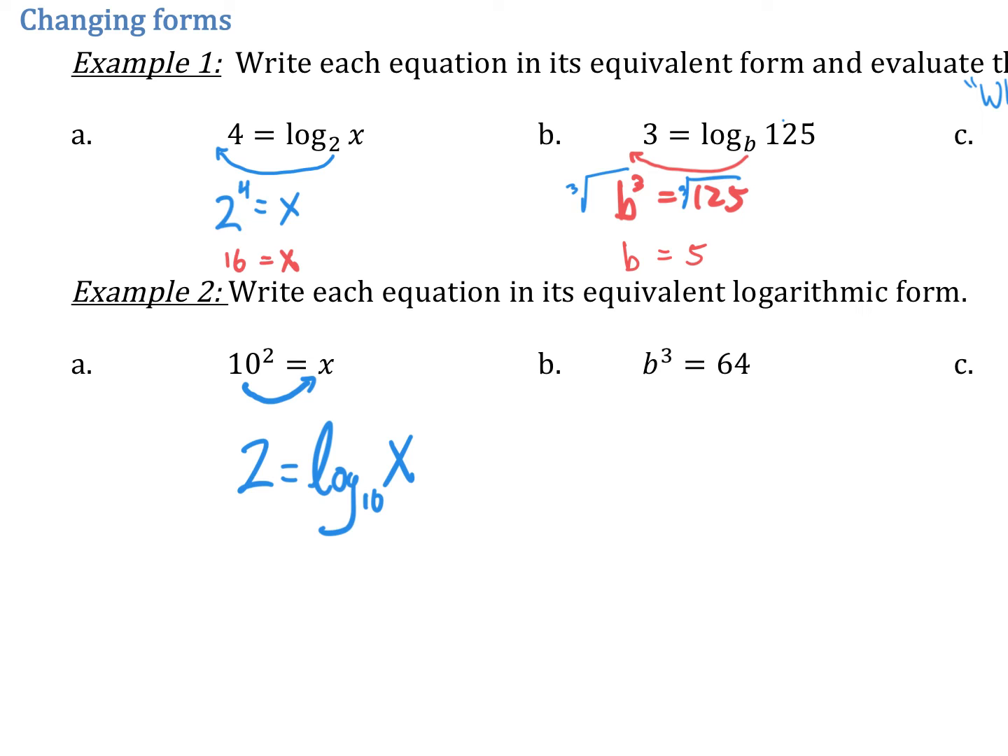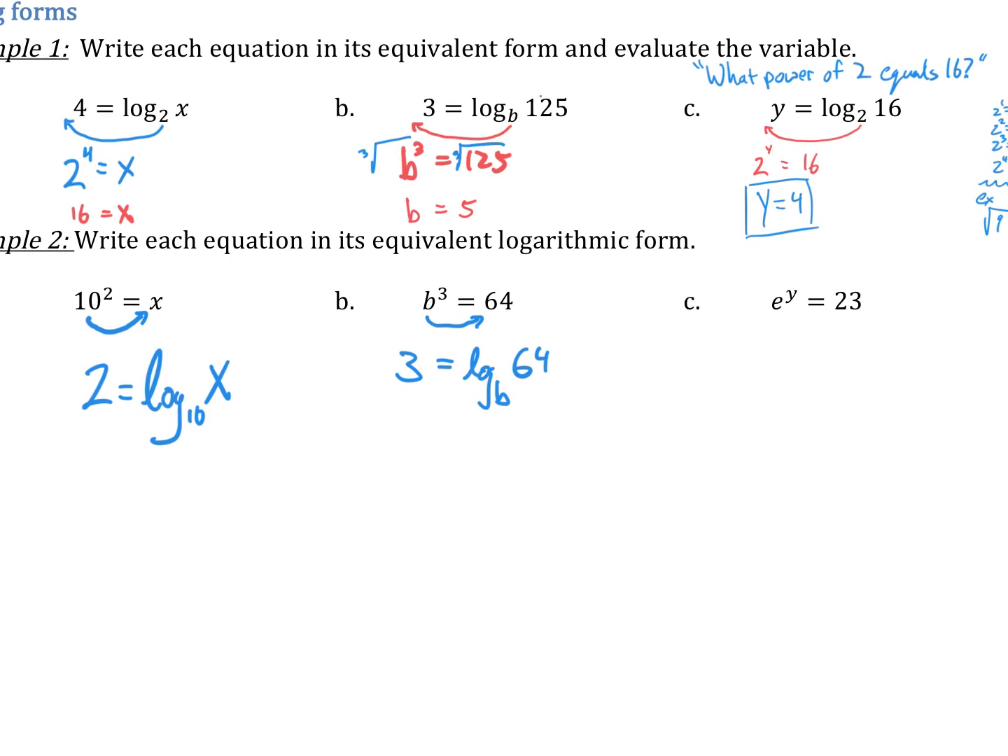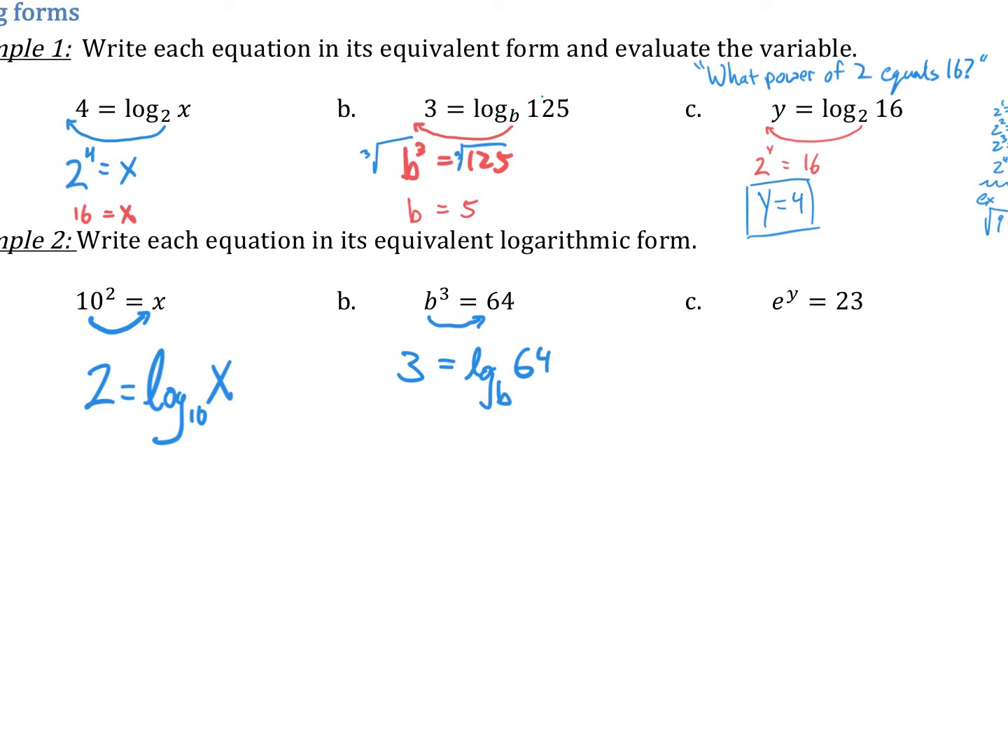So how about this one? We can swing this base around. The base is b. So this is saying log base b of 64 equals 3. So those two statements are the same equation. Just looking, it looks a little different. Now we have e. This e is this natural number that we introduced in a previous lesson. And so this is saying log base e of 23 is y. e is a number. e is about 2.71828.